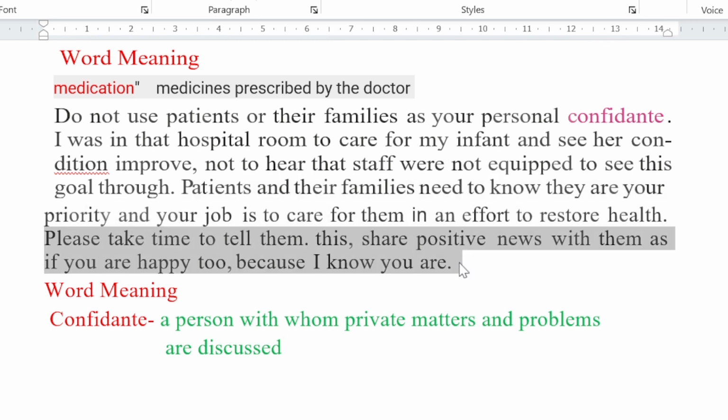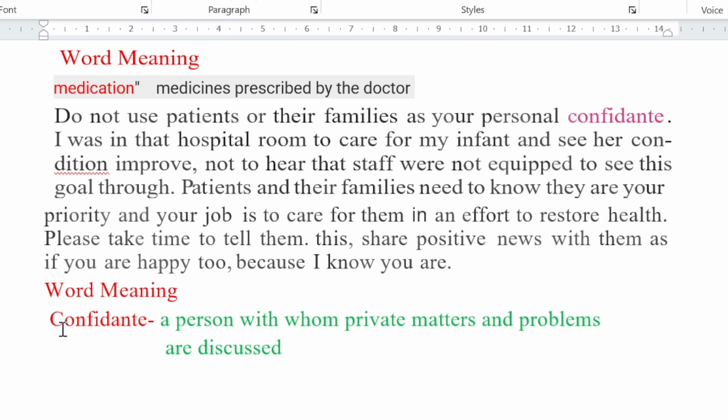"Share positive news with them as if you are happy too, because I know you are." Here the speaker requests the nurses to take the time to communicate these sentiments to the patients and their families. She encourages the nurses to share positive news and show happiness, as she believes that the nurses genuinely care and are happy when the patient's condition improves.